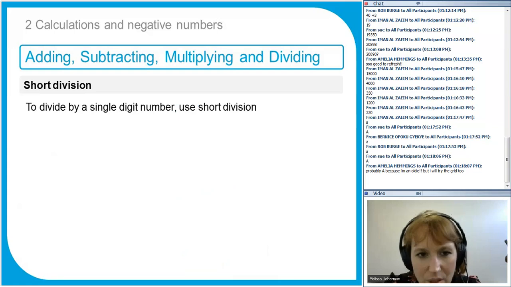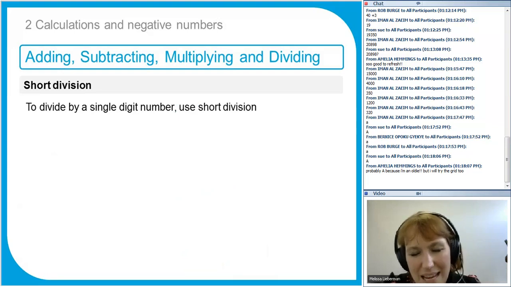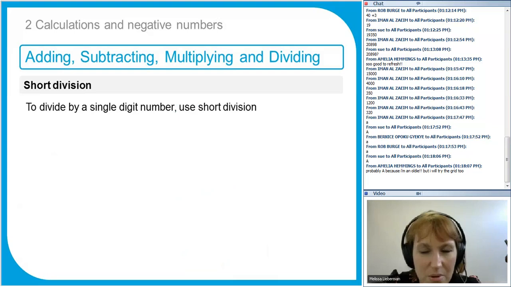Now, I'm going to go through quickly the method for short division as well. Short division is just dividing by a single digit number. You do need to know how to divide by a single digit number without using a calculator, but you don't need to know how to divide by a 2-digit number without using a calculator. I think some of the questions in the textbook do involve that. Try them if you want, if you can remember how to do long division, but don't worry about it because it won't come up in GCSE.